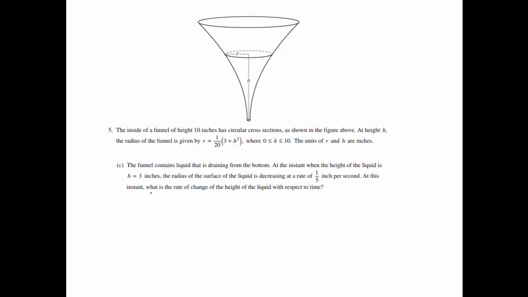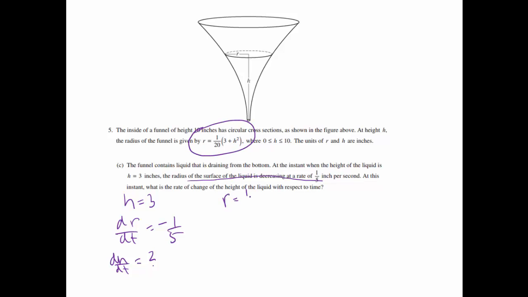So looks like we have a related rates problem, so I'm going to write down what they tell me. They told me that h is equal to 3. It says the radius of the liquid is decreasing at this rate, so this is going to be dr/dt equals negative 1/5 because it's decreasing. And then it asked me for the rate of change of the height, so dh/dt equals question mark. Right, so from here we need a formula that relates r and h, which would be this one right here.